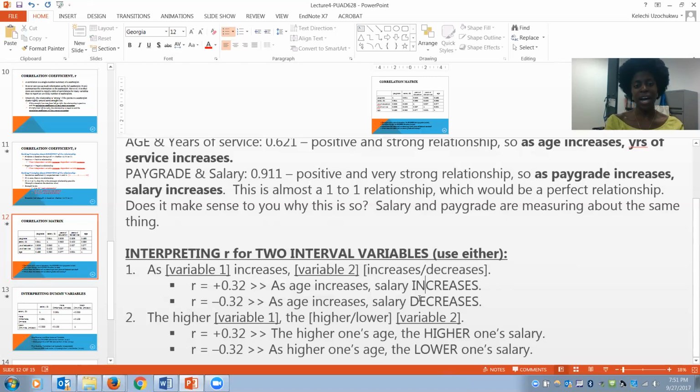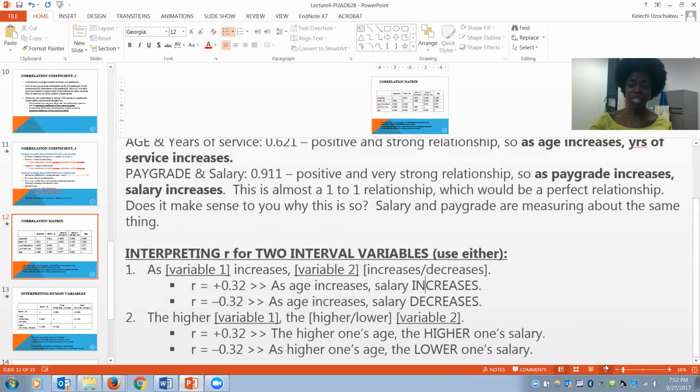So the next example: the higher the blank, variable one, we're going to say age. So the higher the age, and here we are again having to choose between higher and lower. Because it's a positive number, we're going to say higher. And the second variable is salary. So the higher the age, the higher the salary. Again, we go to the second example. It's a negative sign now. So the higher the age, the lower the salary. Just that simple. So follow this rubric, follow this word equation, and I promise you there's absolutely no going wrong.